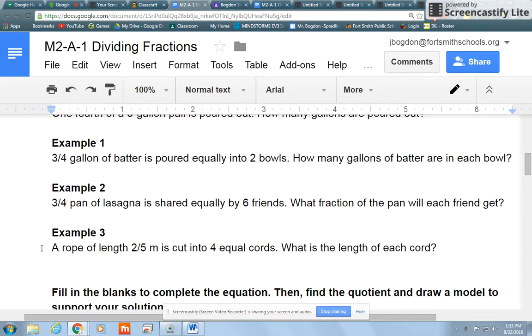Okay, so our question was a rope of length 2/5 meters is cut equally into 4 cords. What is the length of each cord? Who has a value they'd like to guess?